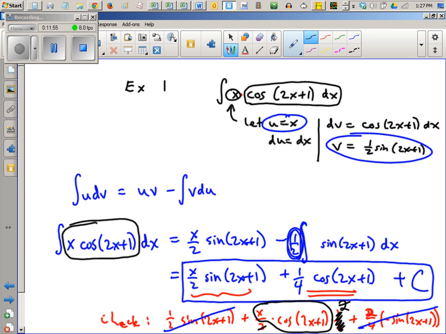Okay, so that's pretty rewarding when you get it right. A little hard to check your work, but if you take the derivative, you should get the original integrand, right? Okay, so that's a brand new technique. Let's try another one.